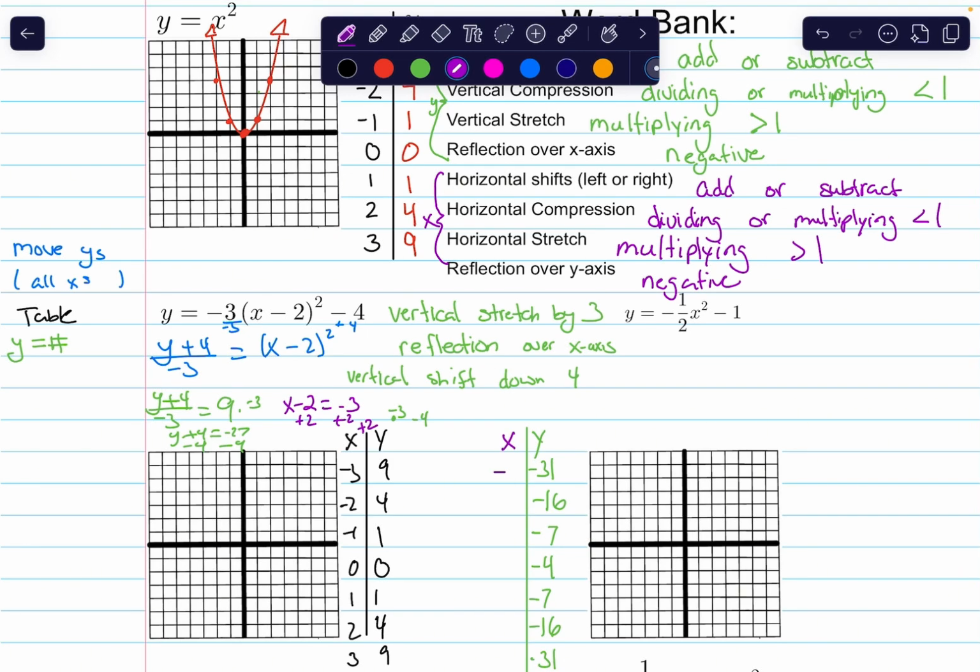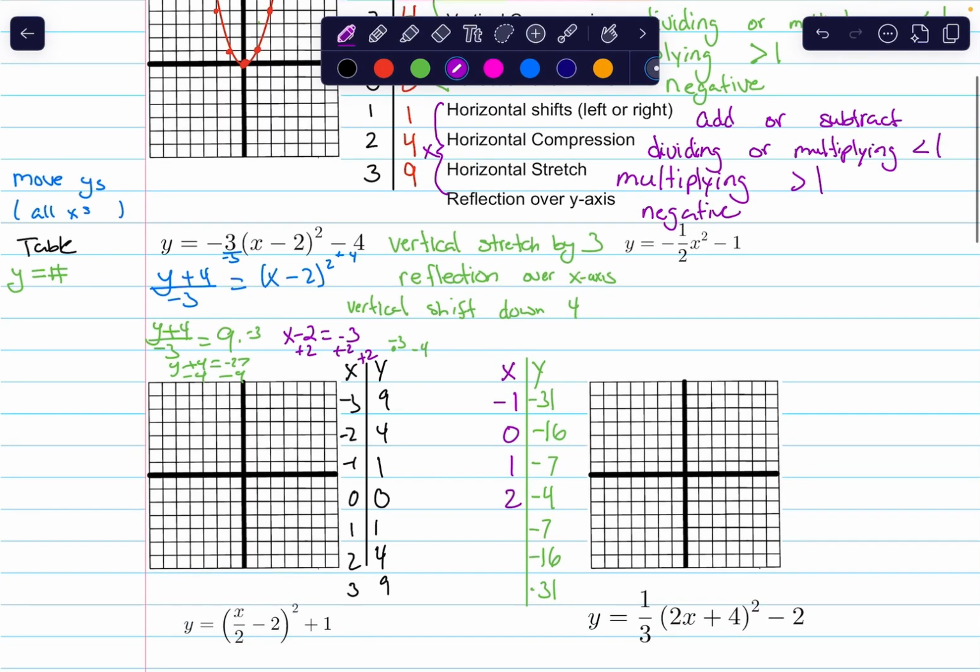So my x values are going to be -3 plus 2 is -1. -2 plus 2 is 0. -1 plus 2 is 1. 0 plus 2 is 2. 1 plus 2 is 3. 2 plus 2 is 4. 3 plus 2 is 5.